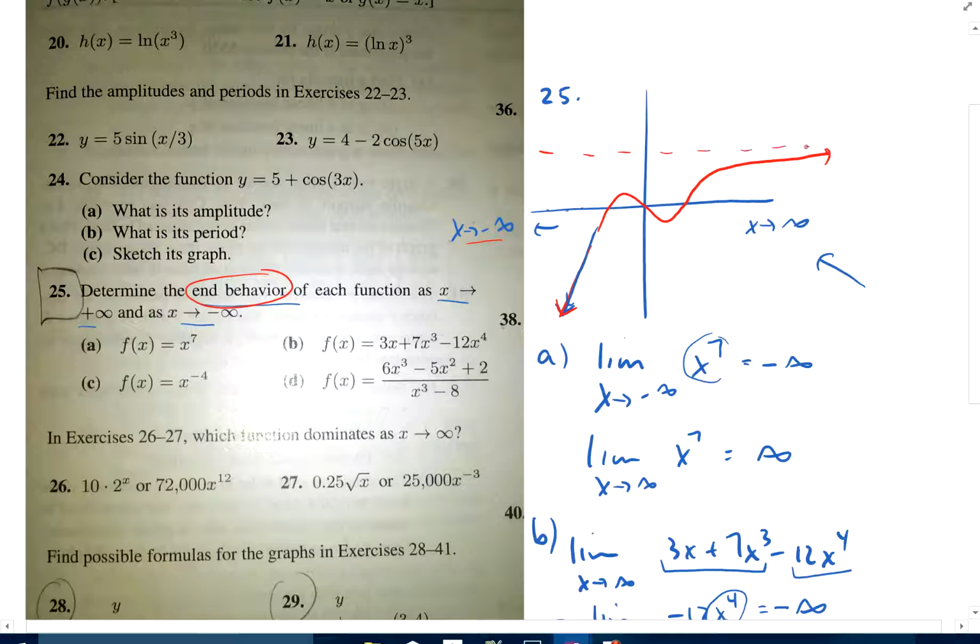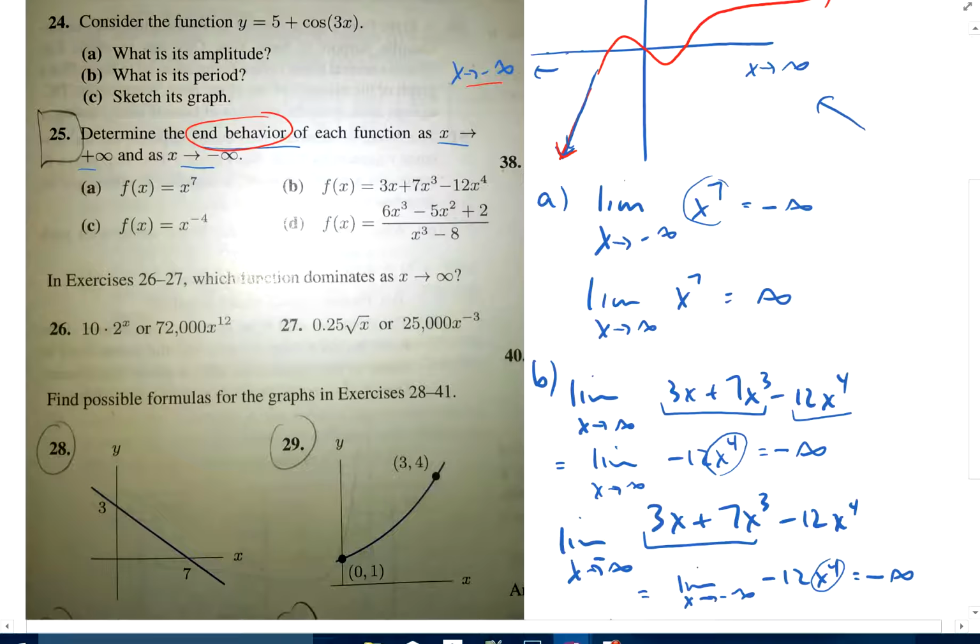And if this is a line here at 2, it's called an asymptote. The end behavior as x goes to infinity could be getting closer and closer to 2. Okay, so let's go ahead and look at these.